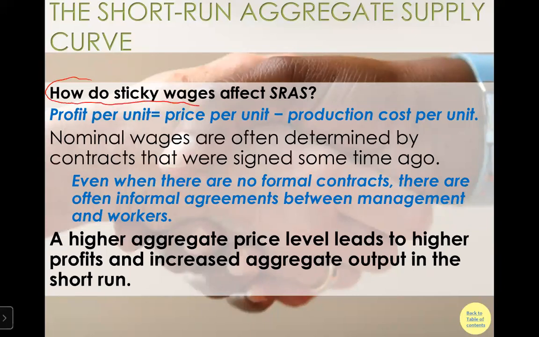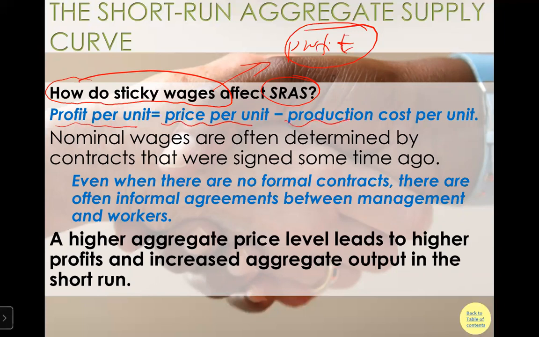How does sticky wage affect profit? Right, so this is an intermediate question. Eventually, we are going to see how sticky wage affects short run aggregate supply. Okay? And so we look at an intermediate object, which is the profit of the business. So the profit of the business, or profit per unit, equals price per unit minus production cost per unit.